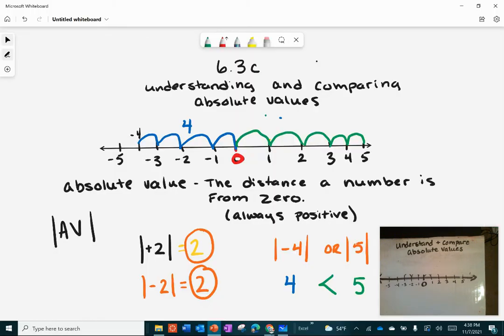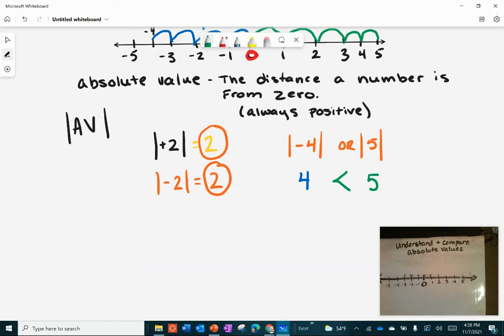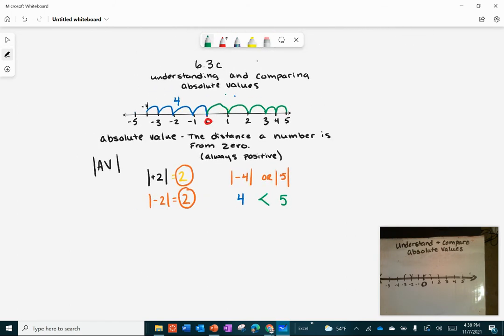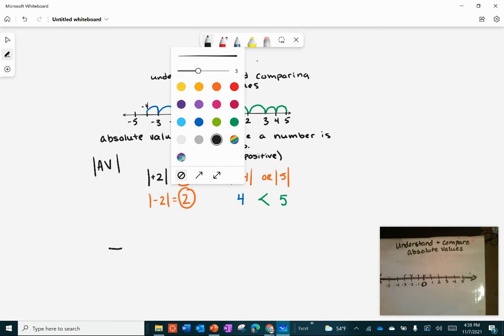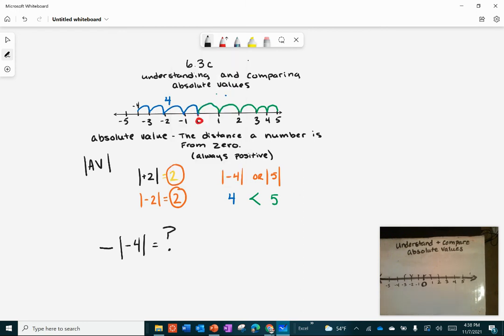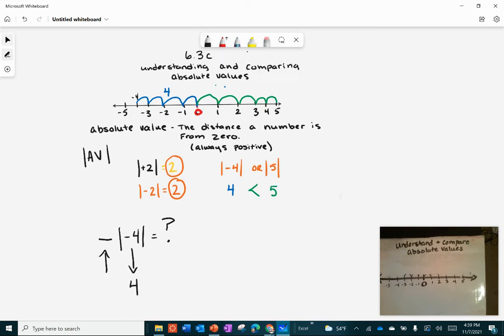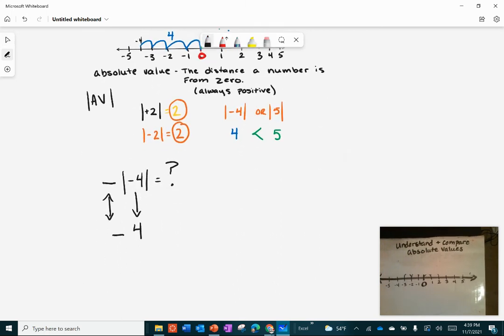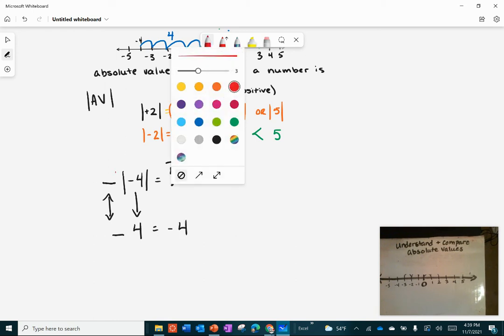If you see something that looks like this, it says negative the absolute value of negative 4 equals what? Well, now this negative sign is saying I want the negative version of the absolute value of negative 4. So the absolute value of negative 4 coming down is 4. Well, we got to bring this negative down. It wants the negative version of the absolute value of negative 4, which makes it negative 4. That's the only way that you can have a negative absolute value, if there's a negative sign outside of the absolute value bars.